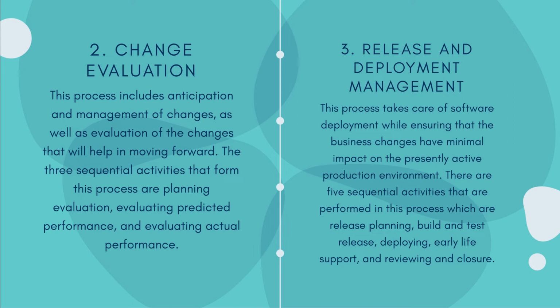3. Release and deployment management. This process takes care of software deployment while ensuring that the business changes have minimal impact on the presently active production environment. There are 5 sequential activities that are performed in this process which are release planning, build and test release, deploying, early life support, and reviewing and closure.